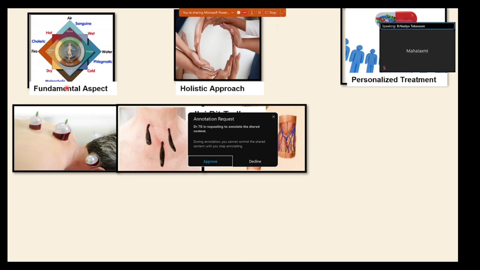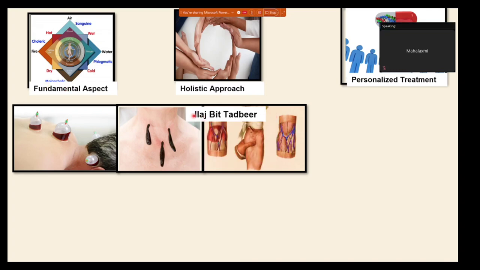The uniqueness of the Unani system of medicine is the different regimens, which come under what is called ilaj bi tadbir. Here, the first one is hijama. It is a bloodletting procedure. Today, I think globally people are apprehensive about going for bloodletting procedures. But globally, bloodletting procedures are being practiced by Unani practitioners, and most of you are also getting benefit. You also refer patients for this bloodletting procedure, hijama.